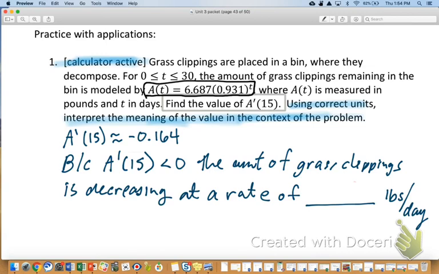So guys, A prime of 15 is negative. The amount of grass clippings is decreasing at a rate of blank pounds per day. Anybody want to venture a guess what goes in the blank? Jed, what do you think? Whoa, you were on it, dude. That's awesome. Why on earth would you put positive? Because we all saw the number up there at the top was negative. Why would you put positive? Because this is decreasing. Decreasing, there you go.